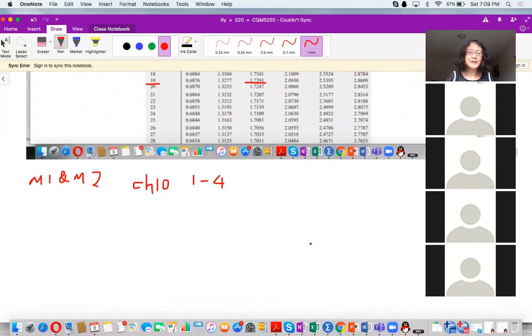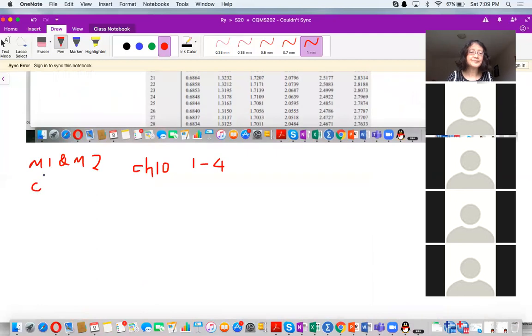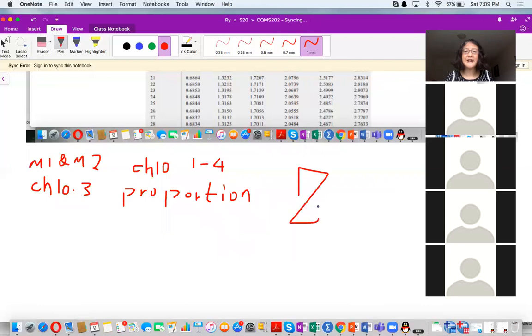And section 3, chapter 10, section 3 is about confidence interval estimate for population proportion. In CQMS202, if you see the keyword proportion, you have no choice but to use Z, not T. When you see the keyword proportion, you use Z, normal distribution. Do not use T.